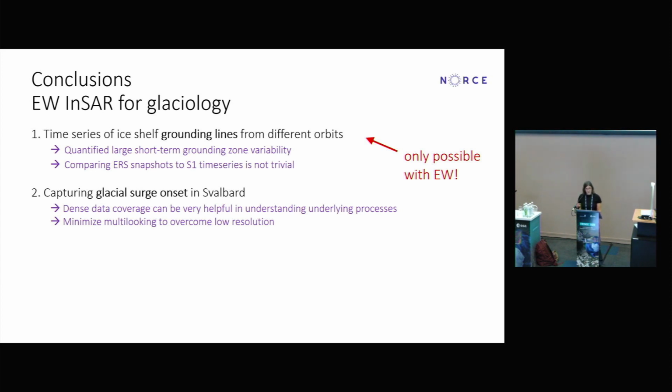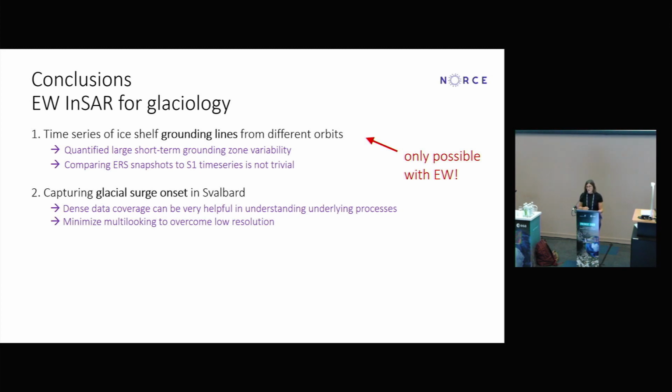First part, conclusion for the glaciological part. We can see that EV can basically generate time series of ice shelf grounding lines from different orbits. And the amount of data is really nice to have this information about the grounding zone variability, at large scale, but also short-term variations. And in this area, it has not been possible before, basically.